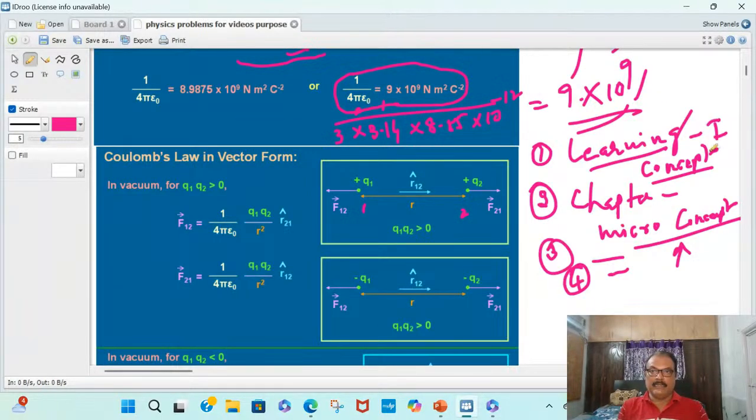Second one is learning, practicing. Third one is preparing concepts. And fourth one is recollecting. Grasping is the fourth one. Grasp them and recollect.